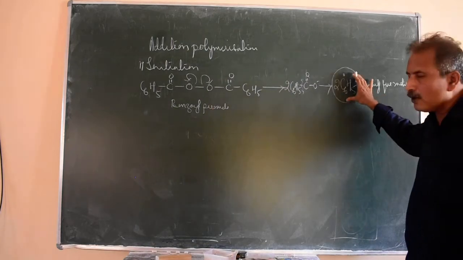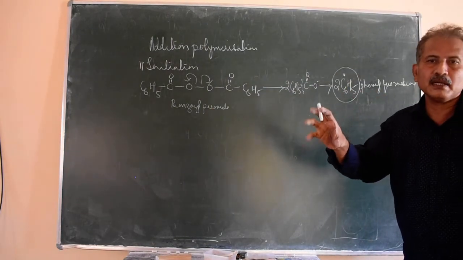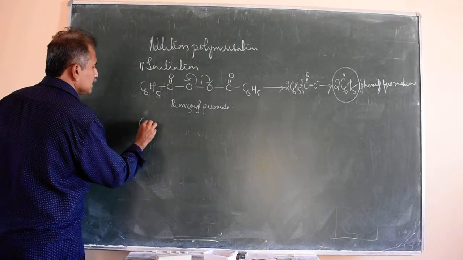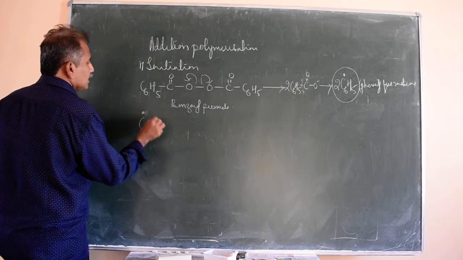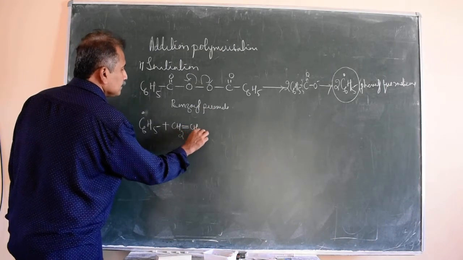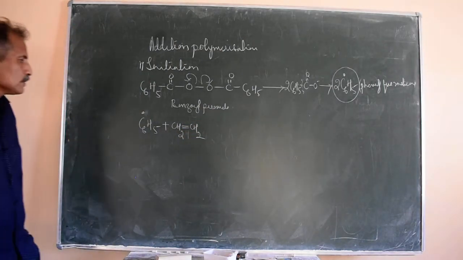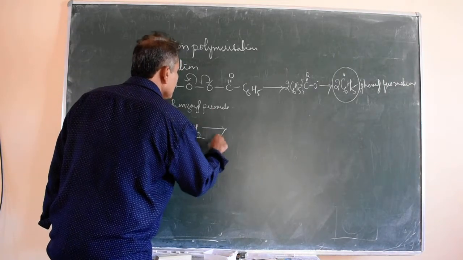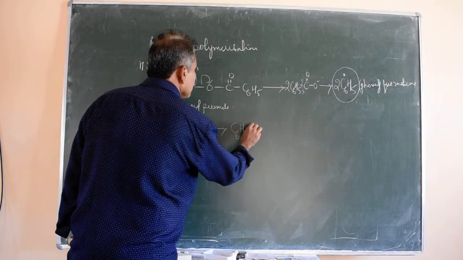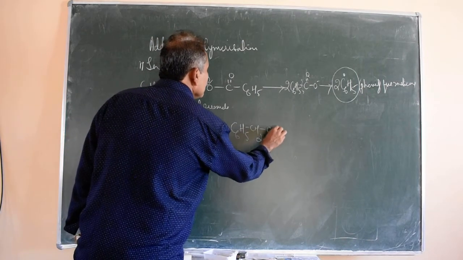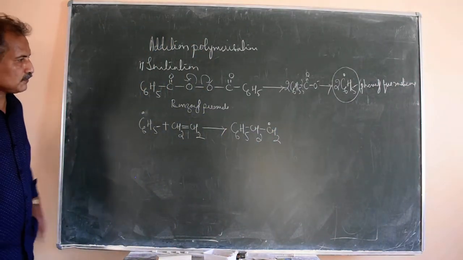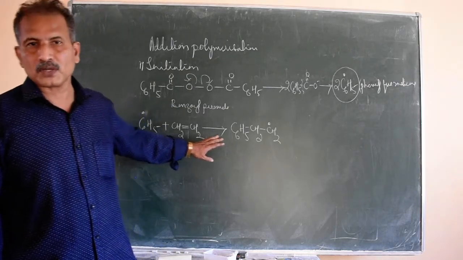As soon as this is formed, it will attack an ethene molecule. So C6H5 dot. Suppose it comes near an ethene molecule, right? So that will convert into a free radical of this form. This is initiation. This is the first step in this process.